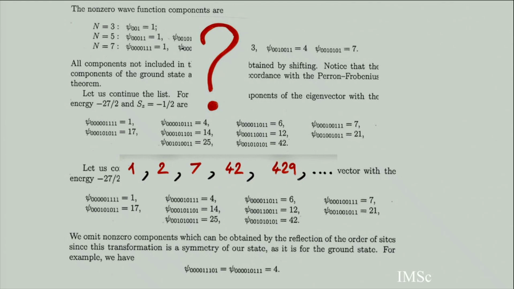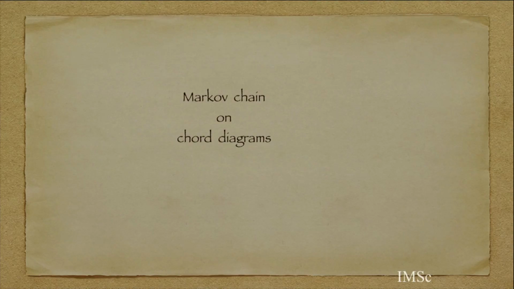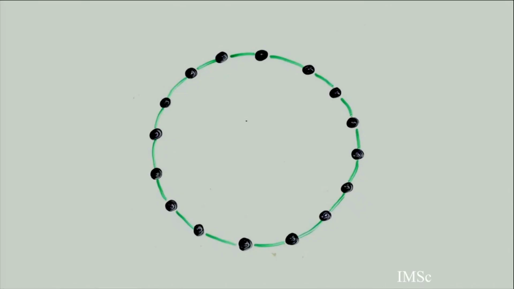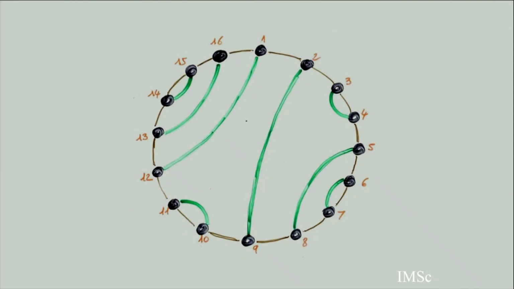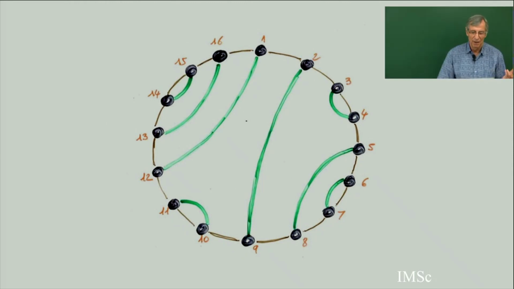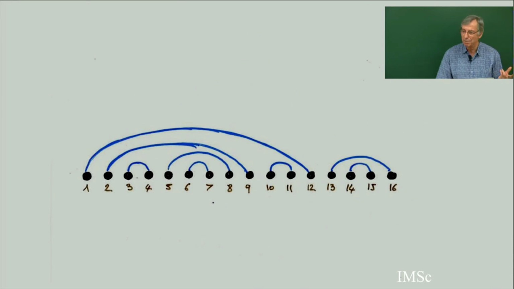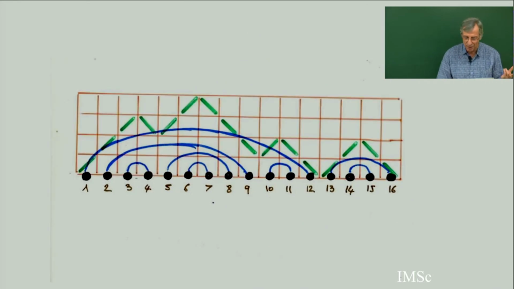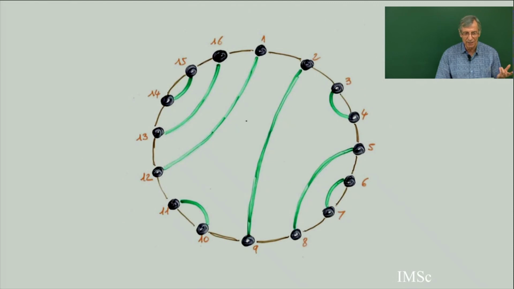You have to find a combinatorial interpretation. And this combinatorial interpretation has been given as a Markov chain on chord diagrams. So a chord diagram is this, with non-intersecting chords. This is a Catalan number, because if you write it like this, you get a Dyck path, very classical. So this is a Catalan number. And then there is a Markov chain on this. So the number of states is a Catalan number, all these possible diagrams.